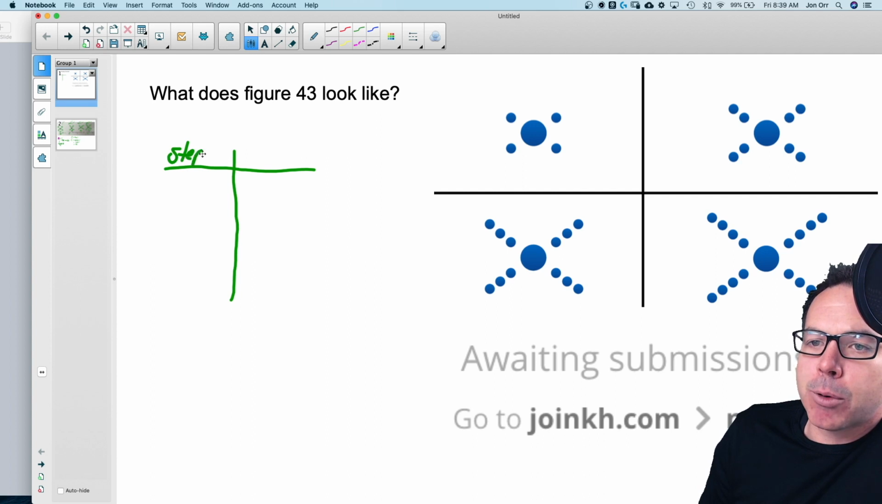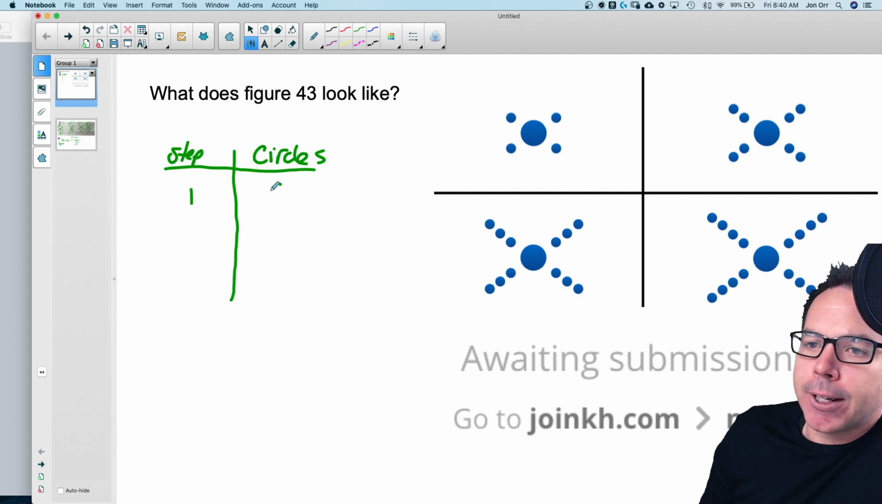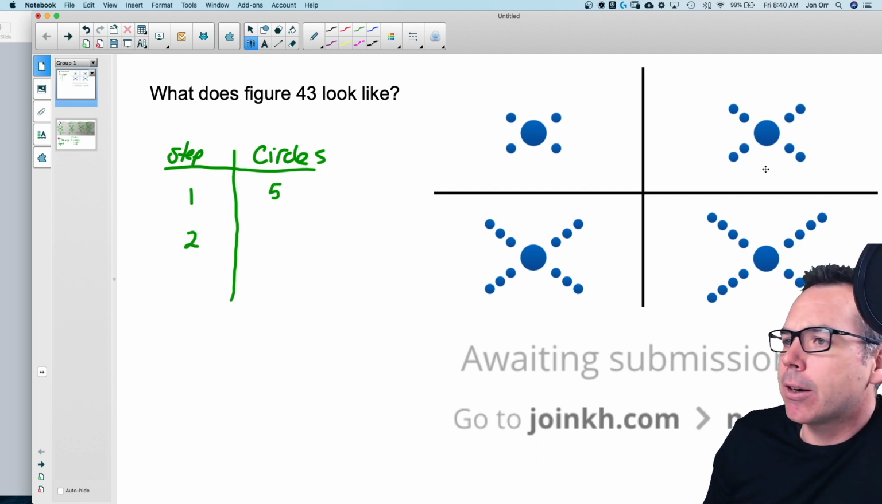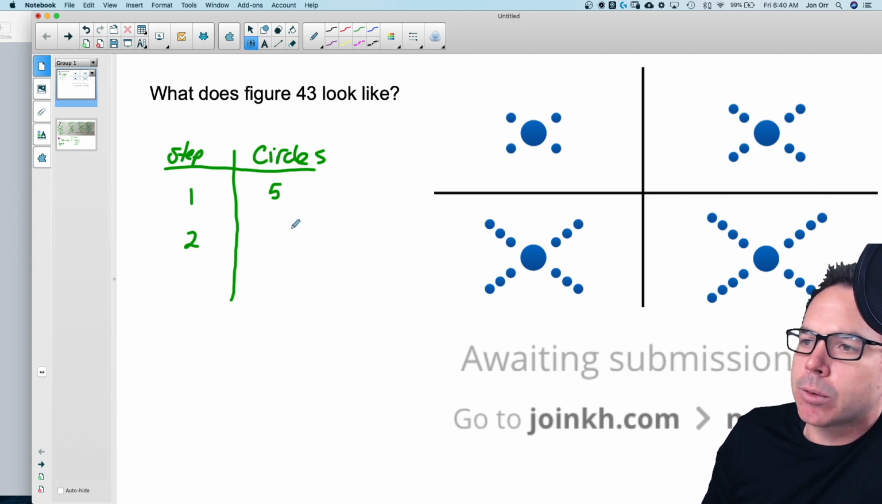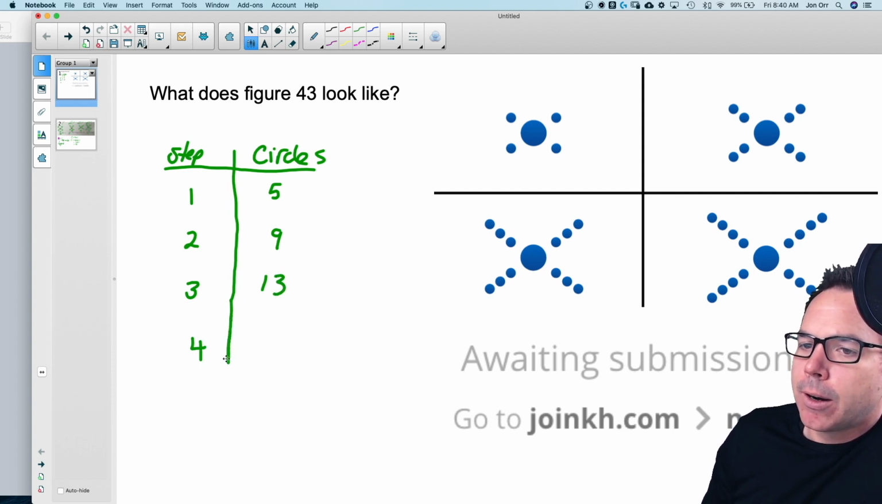If I keep track of step or figure number here, and then this time we're tracking circles, I can do that here. On step 1, how many circles on step 1, by the way? 1, 2, 3. There's 5, right? There's 5 circles there. And then on step 2, how many are there? If we count, there's 4 groups of 2, and then we add 1, so that's 2, 4, 6, 8, plus 1 more is 9. And on step 3, there's 4 groups of 3, that's 12, plus 1 in the middle is 13. And then we've got step 4 here, which would be 4 groups of 4. 16 plus 1 in the middle is 17.